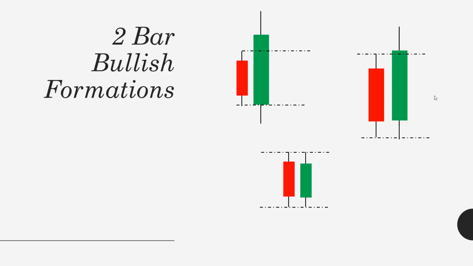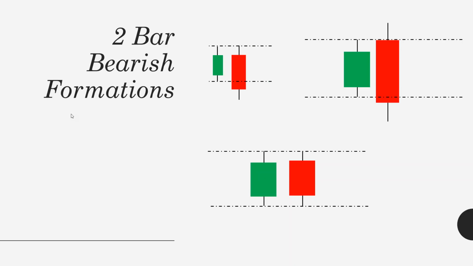Then our last 2-bar bullish formation, we have the bearish bar first, followed by a bullish bar that also closes above the high of the bearish bar. So we have the high here of the bear bar, we have the low of the bear bar here. The next bar forms a bullish bar and closes above the high of the previous bar. That tells us that more than likely the next bar will also be bullish.